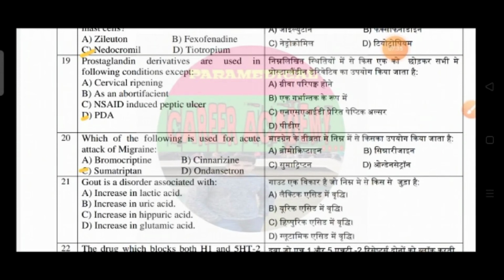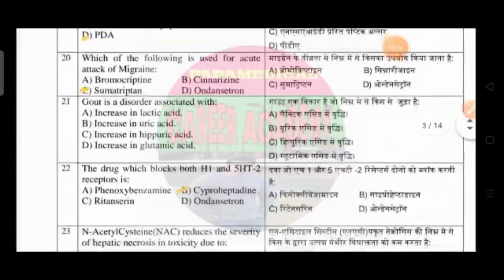Question number 19: Prostaglandin derivatives are used in the following conditions except? Option A cervical ripening, option B as an abortifacient, option C is NSAID induced peptic ulcer and option D is PDA. So the correct answer is option D, that is PDA.